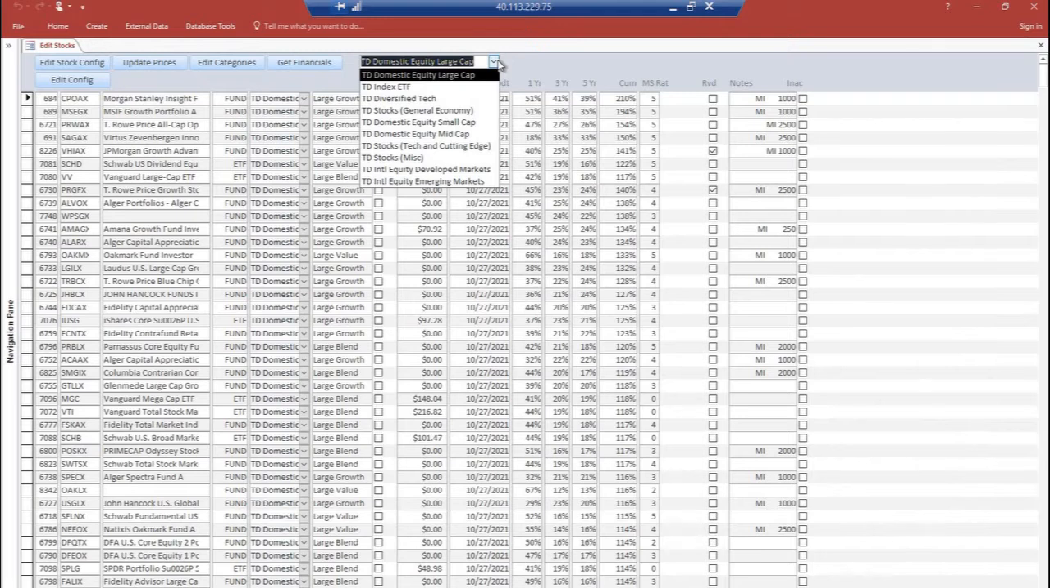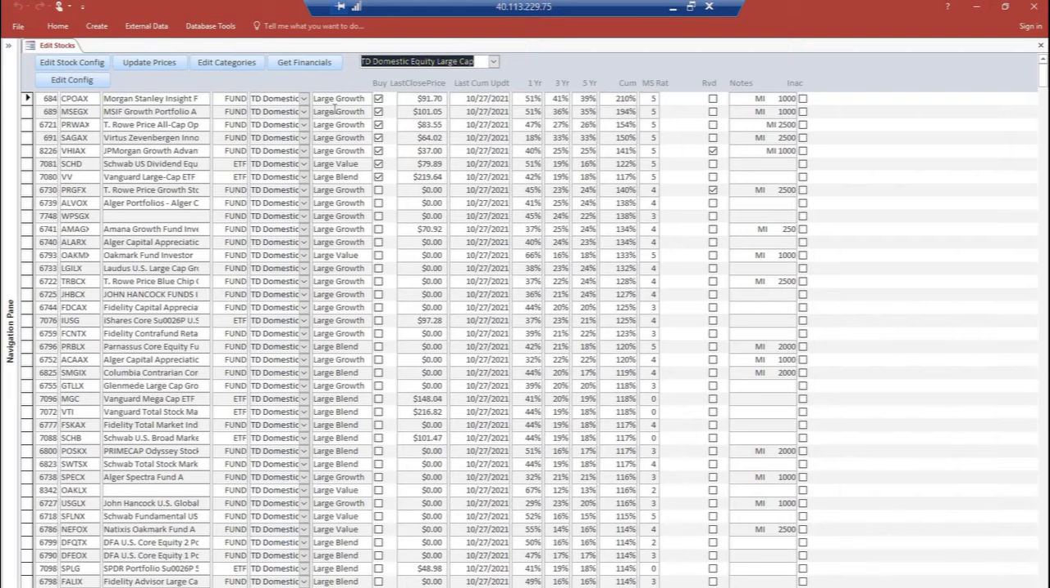So right here you can see a list of all the investments that I consider, and I have them all categorized. Right here we're looking at the domestic equity large cap, and you can see the category that they fall into, and I can click this Get Financials, and I'll use the Yahoo API to download 1, 3, and 5-year returns. And I use a little formula to add these together with a factor to come up with this cumulative return.